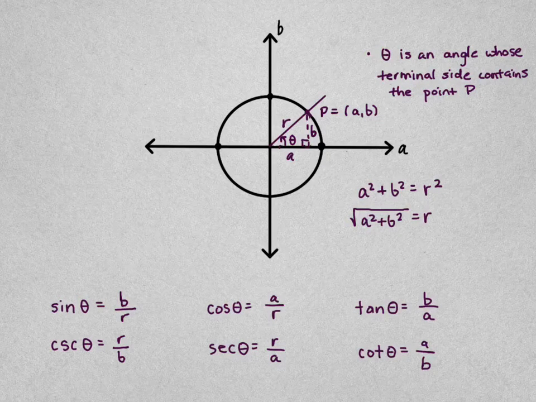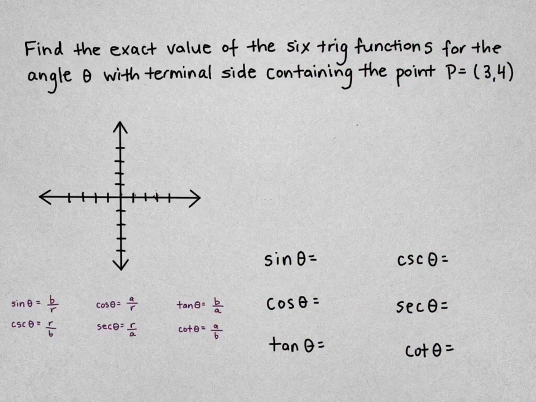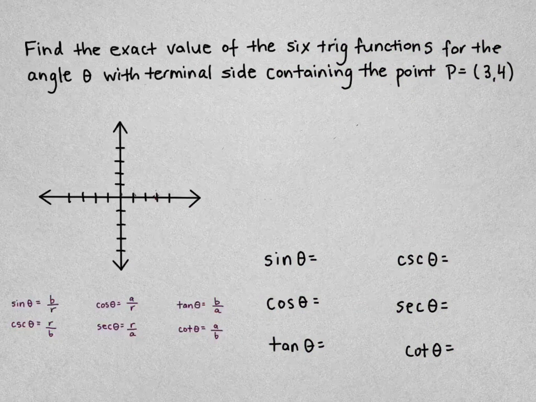So given an angle theta whose terminal side contains a specific point P, we can actually find all of the trig ratios for that angle, which is pretty neat. So let's look at some problems that use this information. Here we are given a point P (3, 4), and we want to find the 6 trig functions for the angle theta whose terminal side contains P.